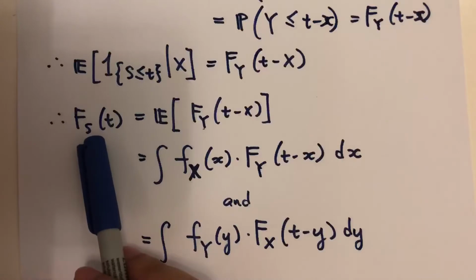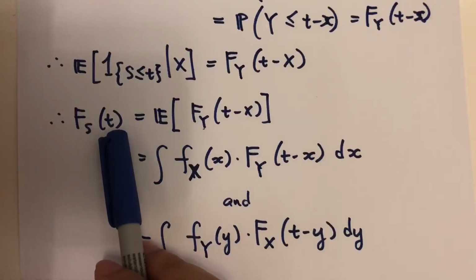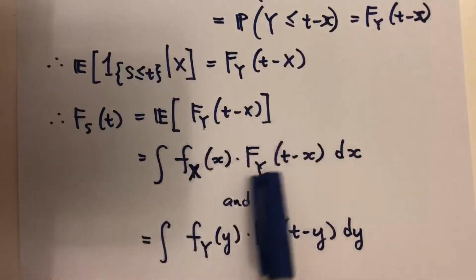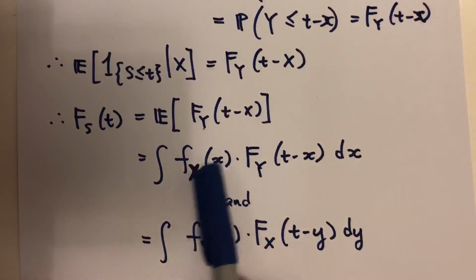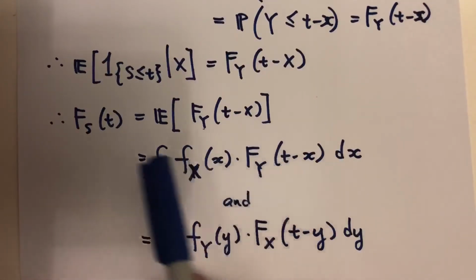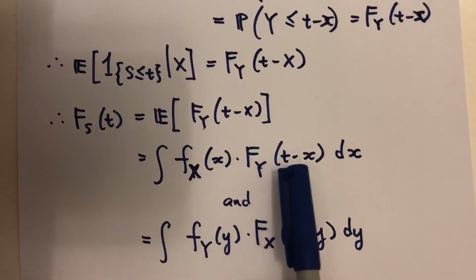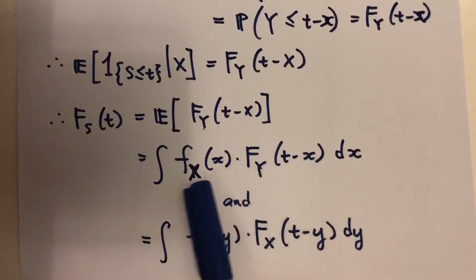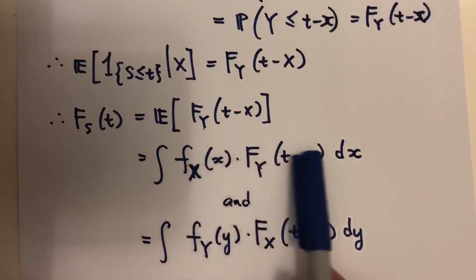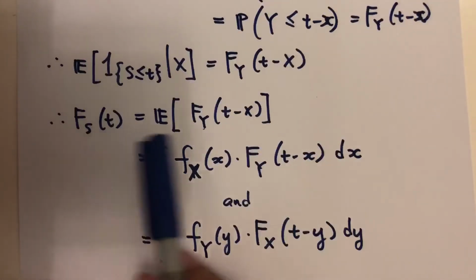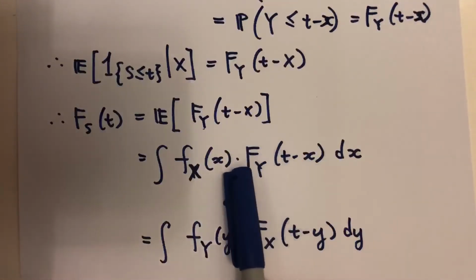If you look at this formula, it's actually very natural and very easy to interpret. Now we are finding the probability that S is less than t. So what we do here is to condition on X. Suppose X is x. Then in order for the sum to be less than t, the other variable Y must be less than t minus x. And then we sum over all possible values of x, and then we get the probability. So in a sense, this is just the total probability formula.